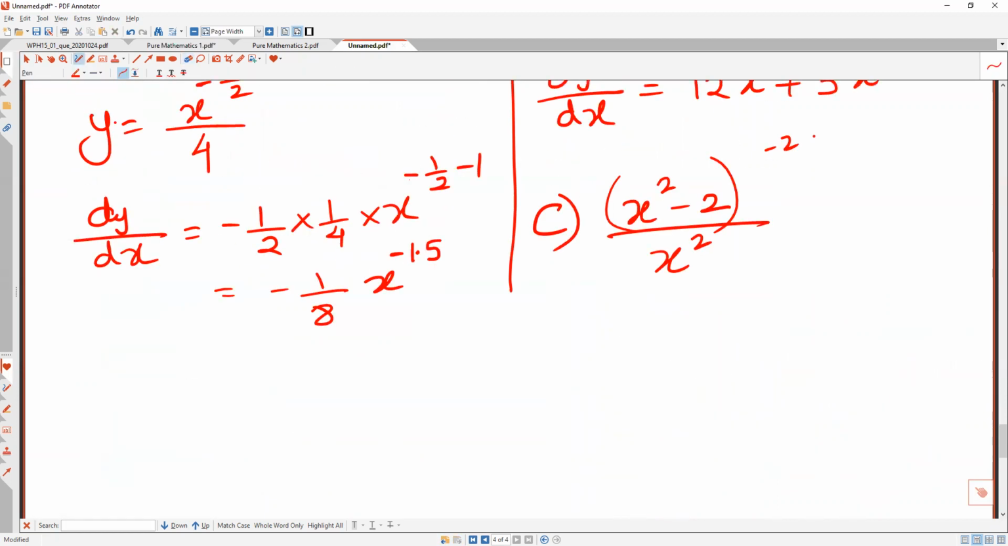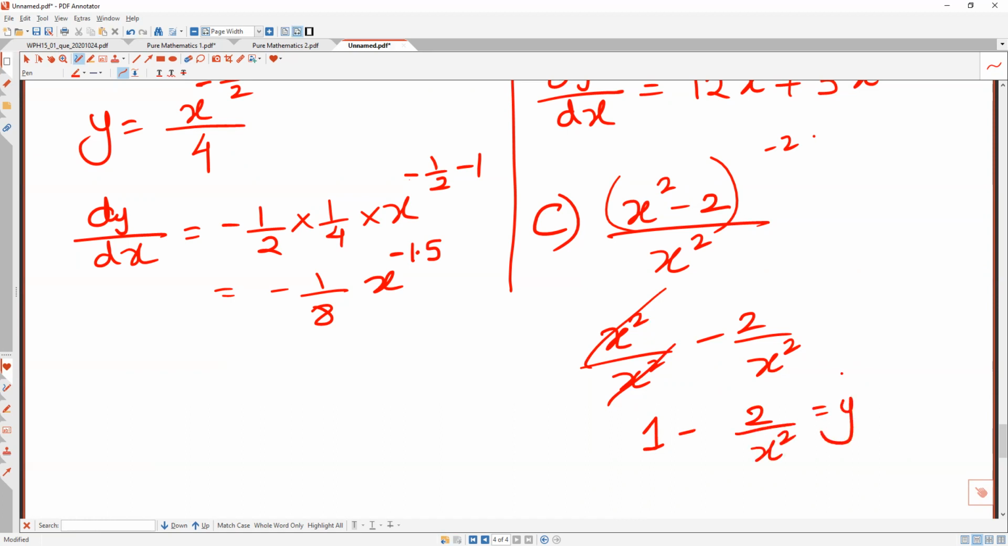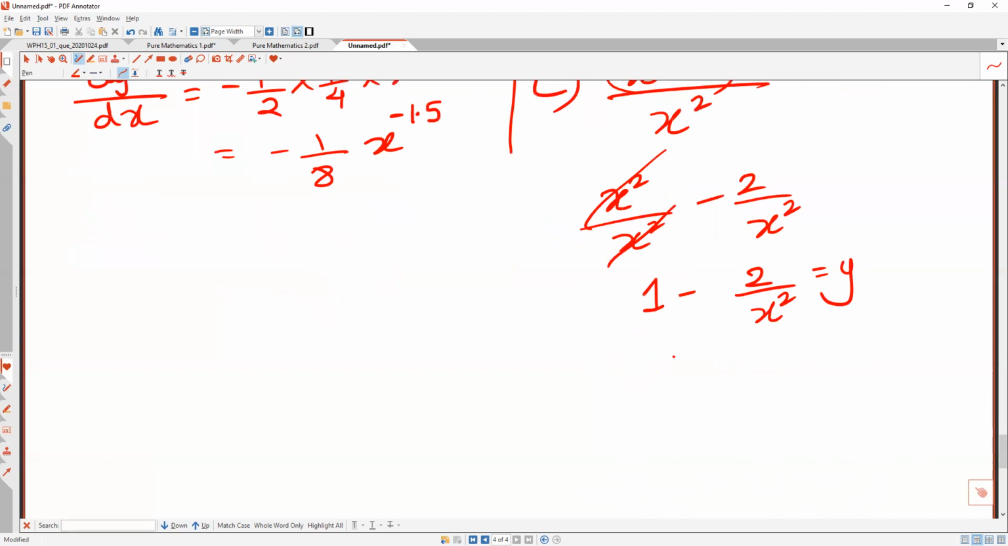Okay, so this is how it is. You have x square divided by x square minus 2 divided by x square. Cancelling gives 1, so 1 minus 2 divided by x square is your y. Now I told you the x value should not be in the denominator. So 1 minus 2 x raised to minus 2 is equal to y. Do you understand? This is your simplification. Till here you have just simplified it.